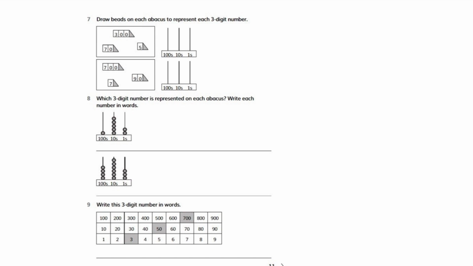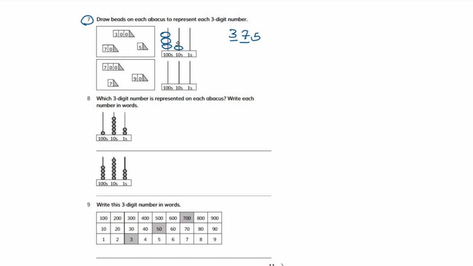On this page, we start with question number 7. It says, draw beads on each abacus to represent each 3-digit number. This is a 3-digit number in which we have 3 in the hundreds place, 7 in the tens place, and 5 in the ones place. So how many beads do we have to draw in the hundreds? We have to draw 3 beads. 1, 2, 3. How many beads in the tens? We have to draw 7 beads.